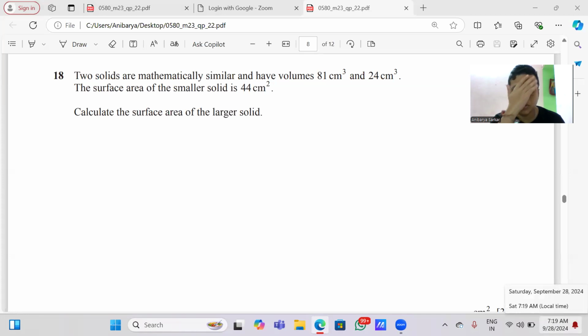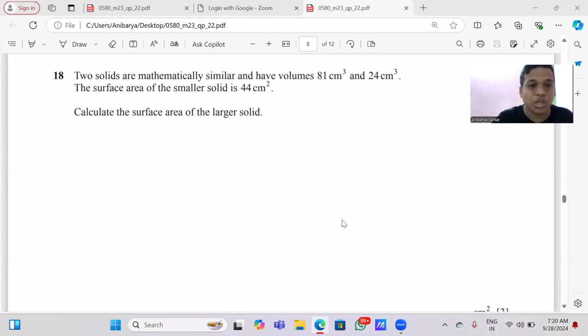Hello, hello, hello. Today we will solve the second part of the question paper. The question paper name I mentioned is 058022 Feb March 23. I will solve this question paper. We solved up to question 17 in the last session, and now I am solving from question number 18.